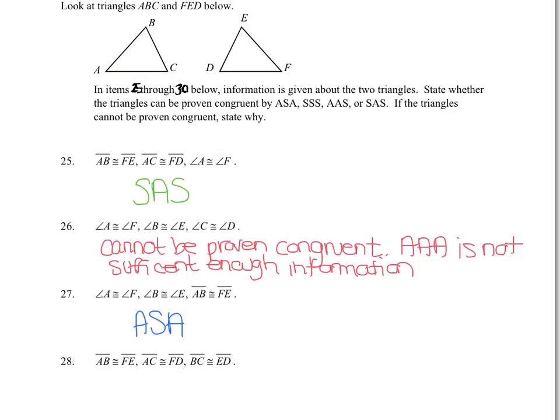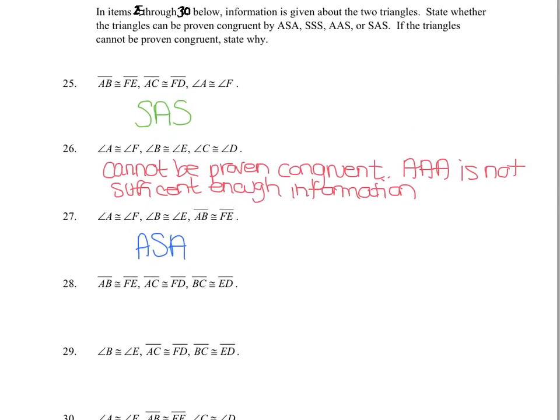28 says AB is congruent to FE, AC is congruent to FD, and BC is congruent to ED. Well, this gives us side-side-side, which proves triangle congruency. So we can state that 28 is side-side-side.